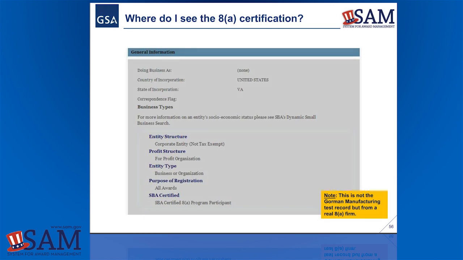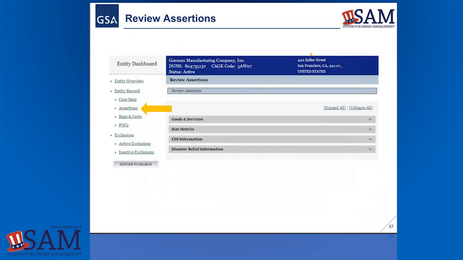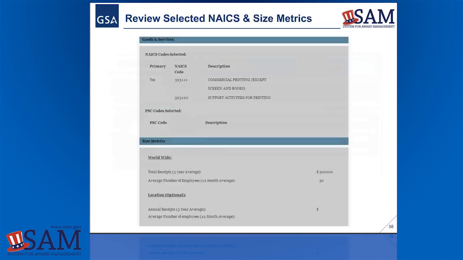Assertions, because you've logged in with your government user account, you would be able to see the size metrics that they've entered. And you would also be able to see the disaster relief information if they had signed up to be part of the disaster relief registry. If you wanted to take a look at the NAICS codes and the actual size metrics, you could go take a look in the goods and services, and that's where you would see it.